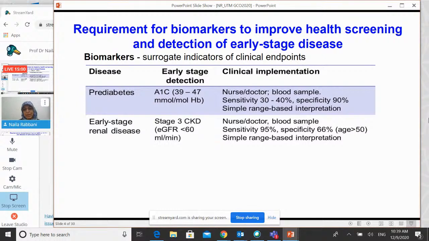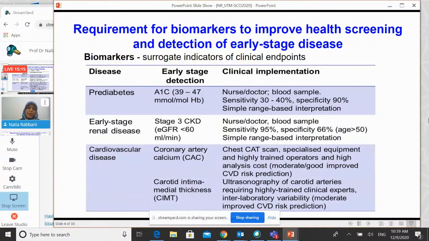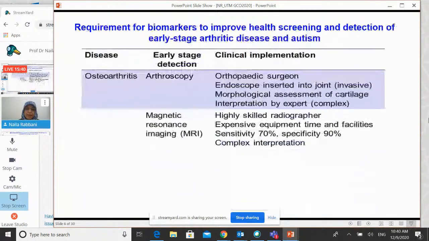For stage 3 kidney disease, although the sensitivity of this technique is 95%, specificity is only 66%, and it is only applicable to people over the age of 50. Cardiovascular disease, to detect early, we use coronary artery calcium measurement and carotid intima-media thickness, but for that you need specialized equipment, highly trained operators, and highly trained clinical experts to interpret the data, and it is very expensive.